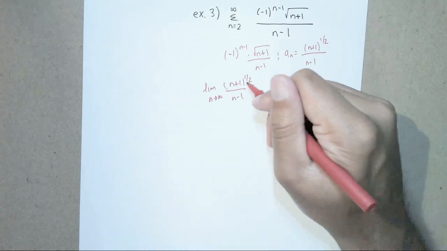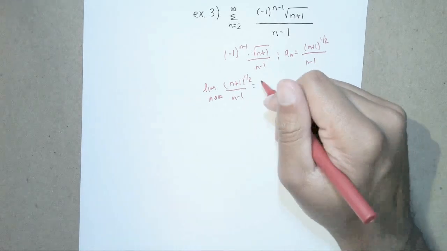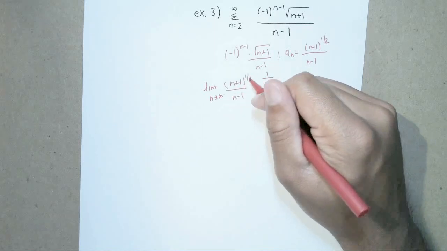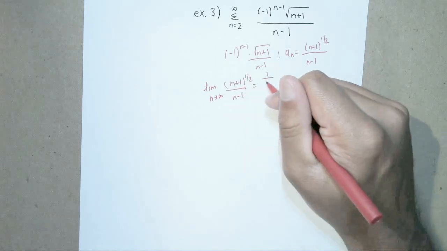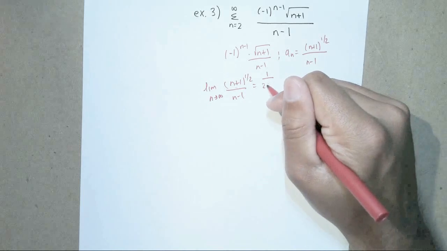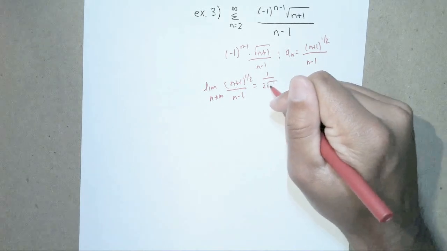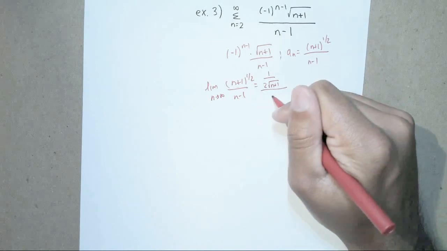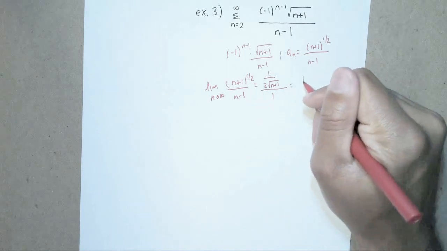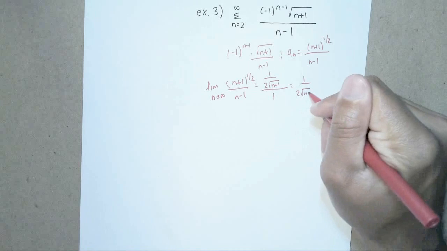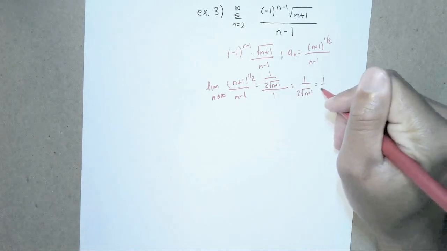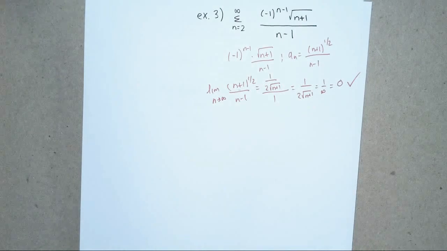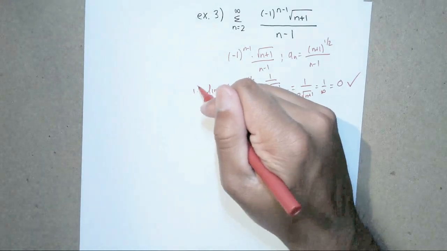If I do L'Hopital's rule, the derivative of the top is going to be: bring the half to the front, keep this the same, subtract by 1, and then chain rule it. So this is going to actually be 1/2, times n plus 1 to the negative half, times the derivative of the inside, which is 1. This simplifies to 1 over 2 square root of n plus 1. If you plug infinity into that, you get 1 over infinity, which gives you 0. So this checks out. Now your second step is you have to determine if it's decreasing.